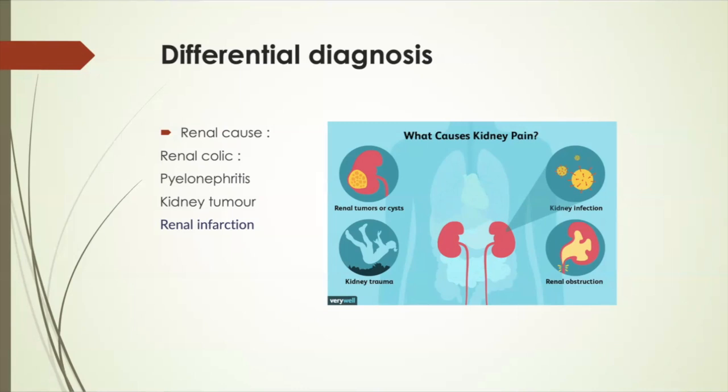Usually renal infarction presents with unilateral flank pain and hematuria. The most common symptoms are vomiting, nausea, and fever. When I investigate this patient, LDH and white blood cell count are usually high. Then I will talk about the other causes.